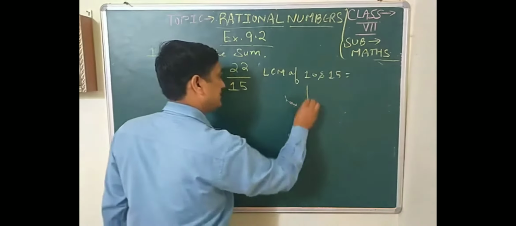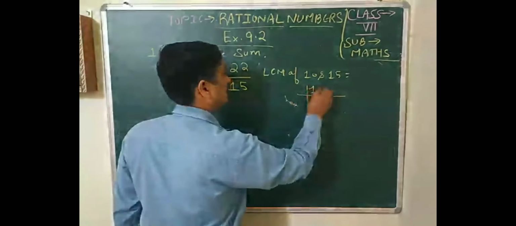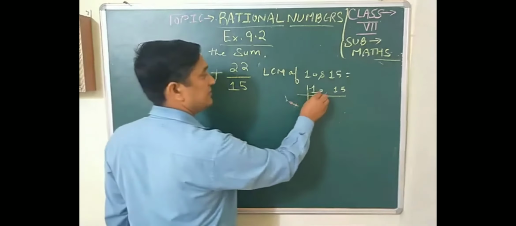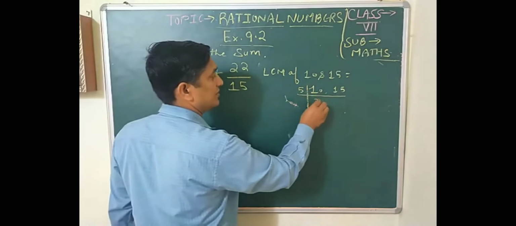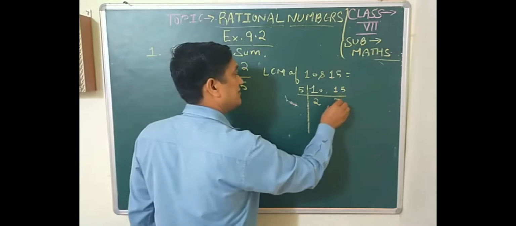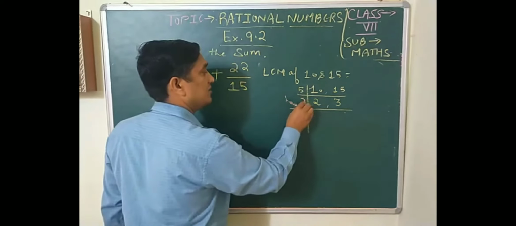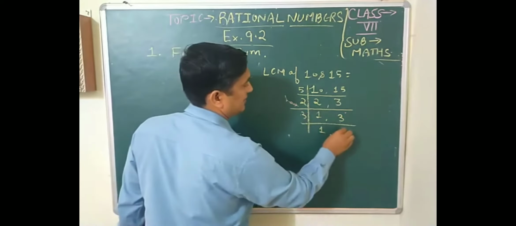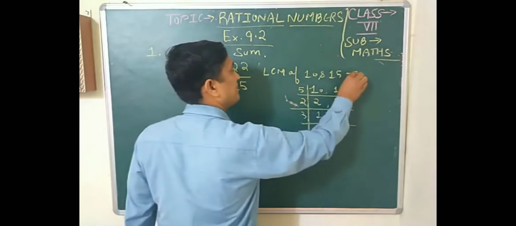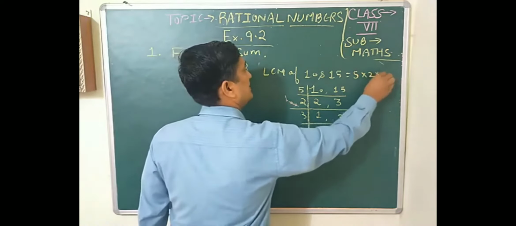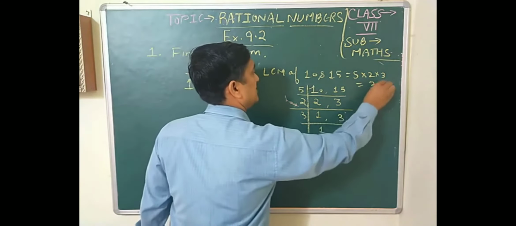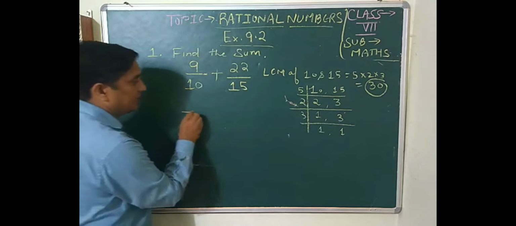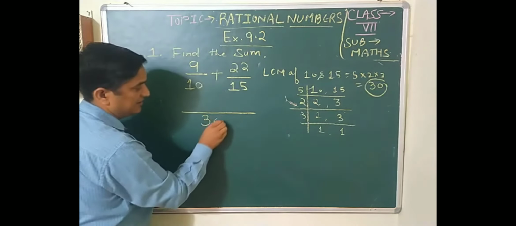Now find the LCM, which is 10, 50. Now both were divisible by 5. 5 2s are 10, 5 10s are 50. Now 2 1s are 2 and 10 1s are 10. So the LCM is 5 into 10, that is 50. So write down it in the denominator, 50.